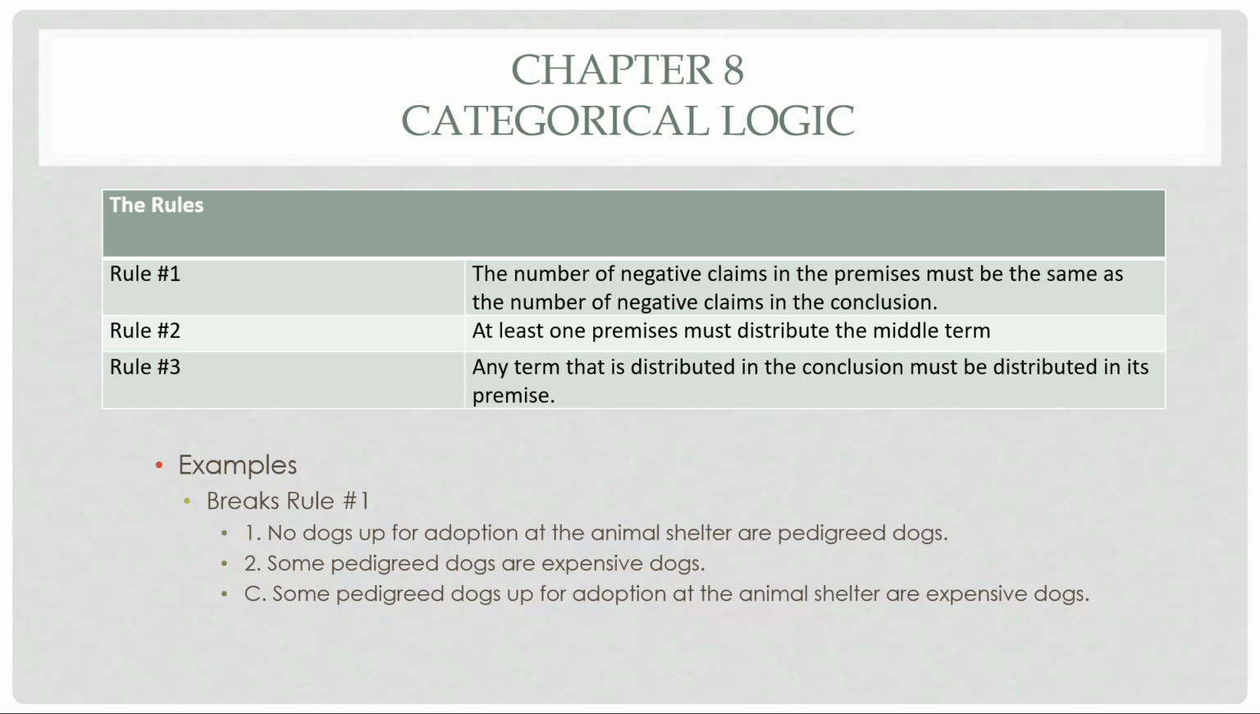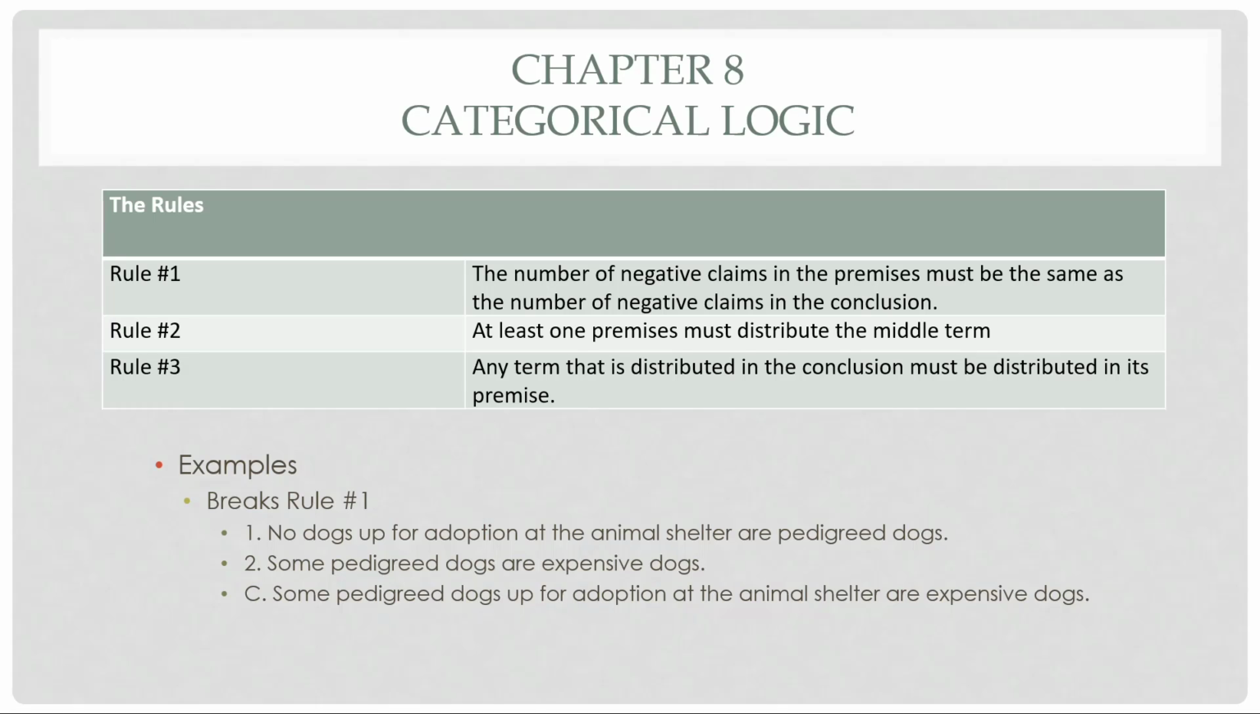The second rule is the distribution rule. At least one premise must distribute the middle term. And the way we tell whether it's distributed or not is we go back to our table of distribution, and the middle term, the M term, must be in one of those distribution points at least once. And if it's not, then it's automatically invalid. It can be distributed more than once, but it must be distributed at least once. So zero distribution on the middle term, then invalid.